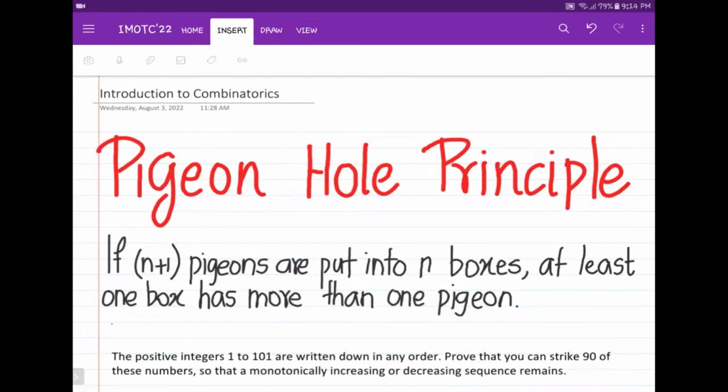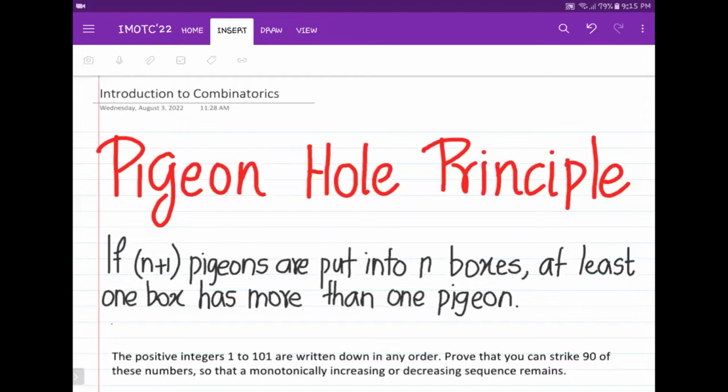Today we'll have a very introductory session about the pigeonhole principle. I'm sure that most of you, rather all of you, would have come across this and would have done quite a lot of problems based on this. Today we'll be doing the basics only, and at the end we'll be doing some nice things. In the next session we'll be learning how we tackle open problems.